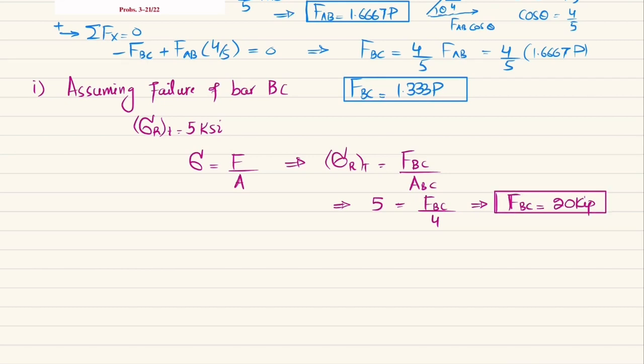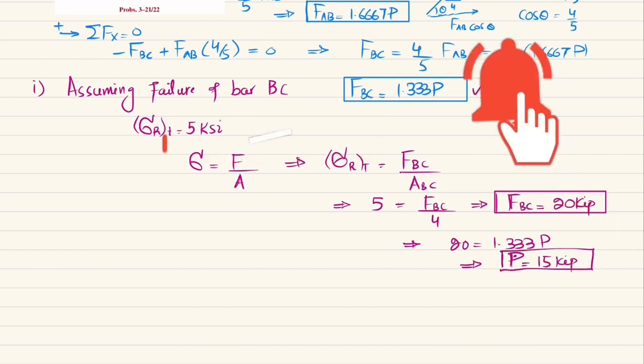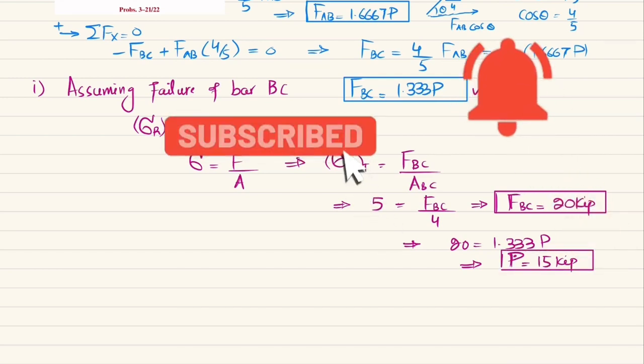Now you have FBC as 20 kips. So you can put it in this equation. What you will get is that 20 is equal to 1.333 times P. So this P load, due to this member BC, comes out to be 15 kips. So this is one load that is due to the member BC.